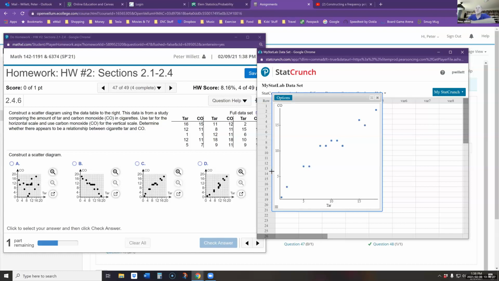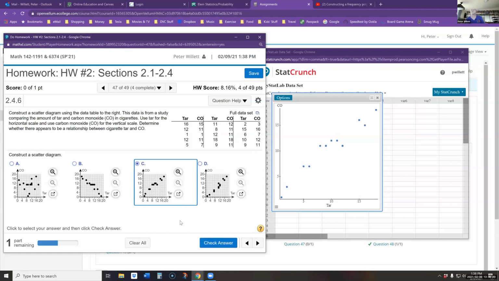So if you don't put the axes in the right order, there may be a wrong choice here to show you that result. But we did put them in the right order, and that would suggest that that is C instead of D. Questions, comments, discussions about how we made a scatter plot using StatCrunch with given data?